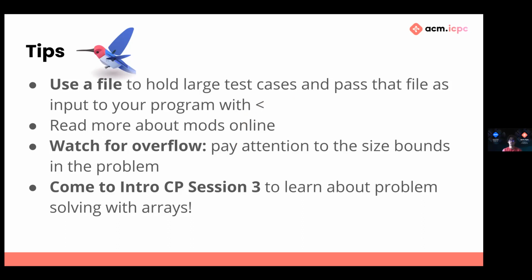Like the previous problem, you want to watch out for overflow. What that means is in the problem, you want to pay attention to the variables that are being given to you, and also pay attention to the size of variables as you solve the problem. For example, in Another Candies, you want to pay attention to the number of candies you have in a variable. And make sure to come out to our next session where we'll be talking about arrays and solve even more interesting problems.